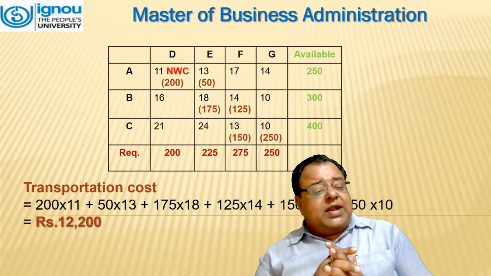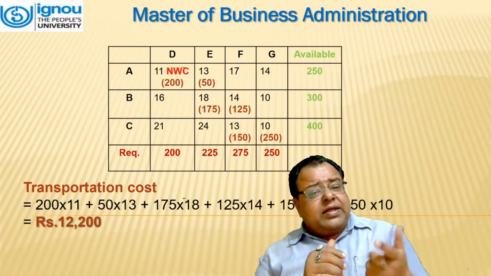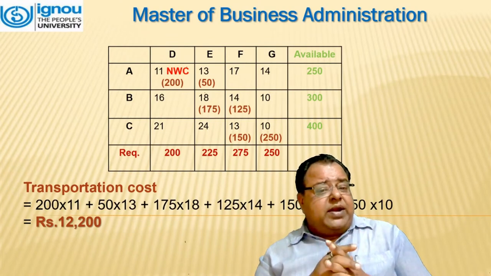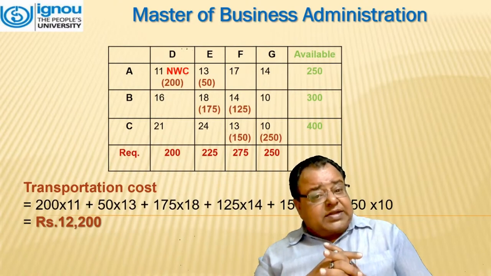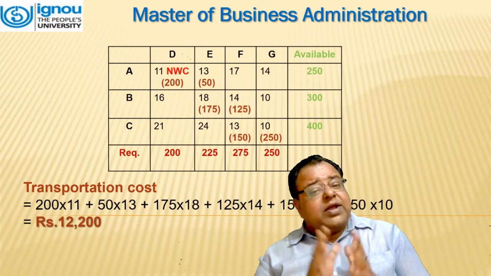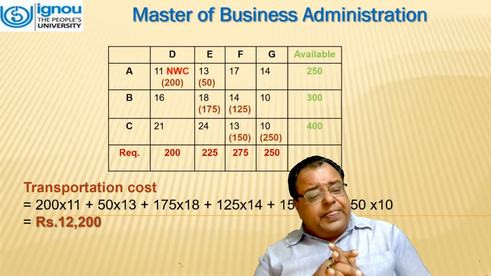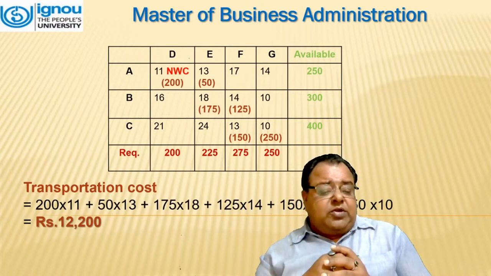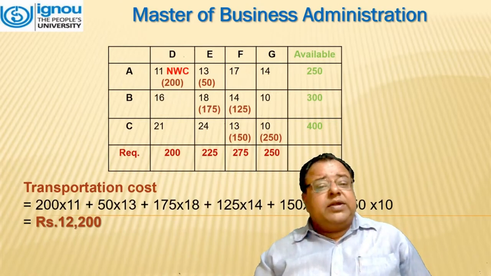Now we have to calculate the transportation cost. So we will be multiplying the allocations with the cell costs. That means it will be 200 into 11 plus 50 into 13 plus 18 into 175 plus 14 into 125 plus 13 into 150 and 10 into 250, which comes out to be 12,200. So by the NWC method, we got the cost as 12,200.